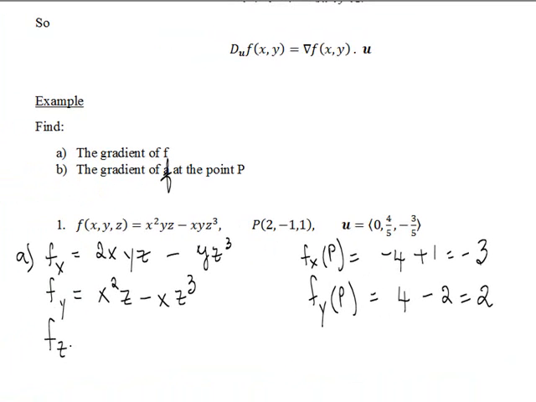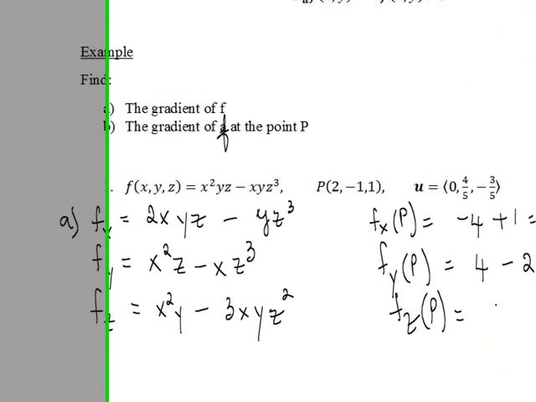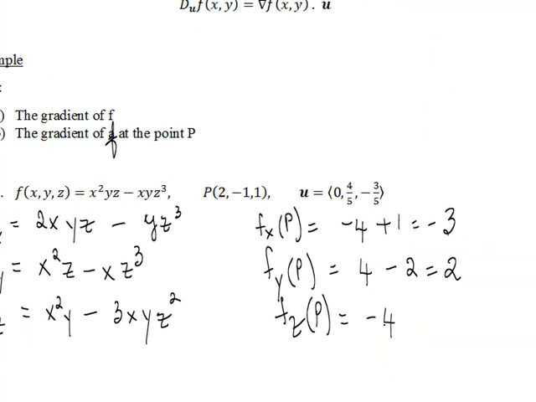And finally, partial with respect to z is x squared y minus 3xyz squared at the point P is, so x squared y, that's minus 4, minus 3, that's 3 2s are 6, times minus 1, that's a minus, okay, so that's a plus 6, and this is 2.